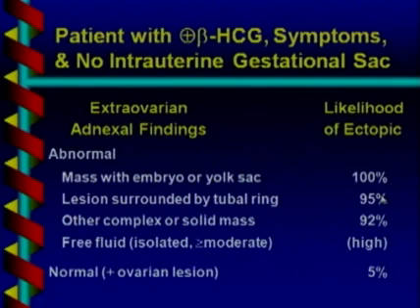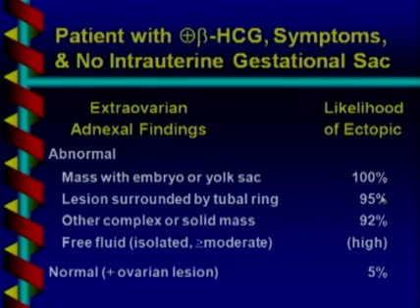The reason these are the key questions can be seen from this table. This table is based on an article that was published some years ago by myself and Dr. Douglas Brown, who's now at the Mayo Clinic. And what we did was we summarized the data in the literature to come up with the likelihood of ectopic pregnancy in a patient with a positive pregnancy test, symptoms, and no intrauterine gestational sac. In such a patient, what's the likelihood of ectopic based on what we see in the adnexa?